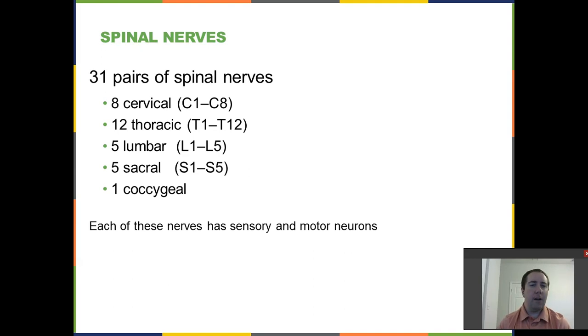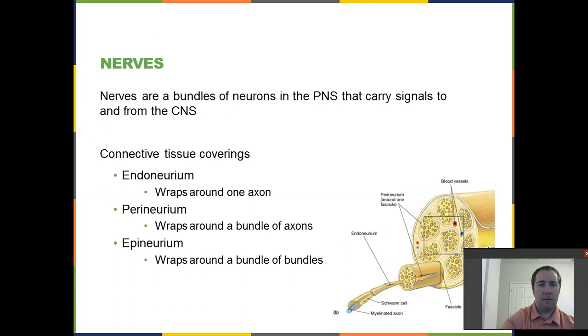I do not require you to know how many spinal nerves we have, or how many are in each region. But you need to know that we have spinal nerves, that they run down the entire spinal cord, and that each nerve has both sensory and motor neurons. Because, remember, the nerves come from the dorsal and the ventral and come together to form that nerve. The ones in the dorsal are sensory neurons, the ones in the ventral are motor neurons, and so a spinal nerve has to have both sensory and motor neurons.